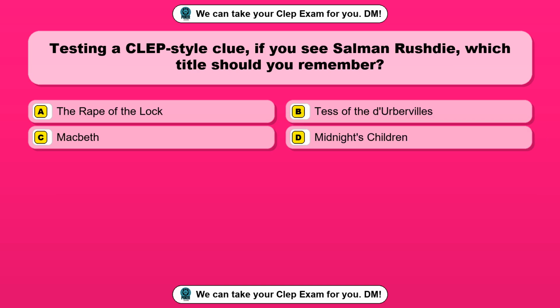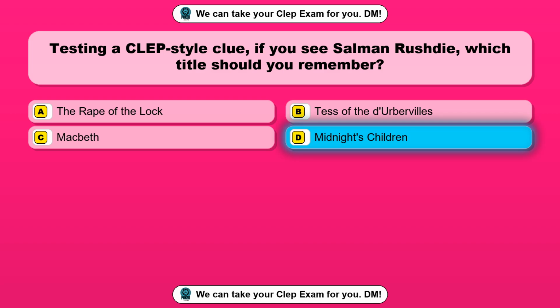Question 99. Testing a CLEP-style clue, if you see Salman Rushdie, which title should you remember? Option A, The Rape of the Lock. Option B, Tess of the D'Urbervilles. Option C, Macbeth. Option D, Midnight's Children. The correct answer is option D.